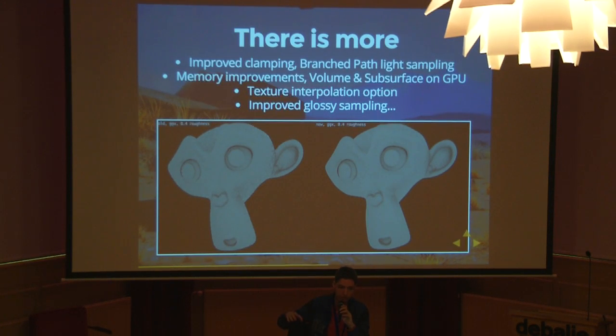So when you have a light source, for example, it's still very, very bright, shiny, but you can just clamp the indirect samples. So this way you can get rid of fireflies very effectively, basically.